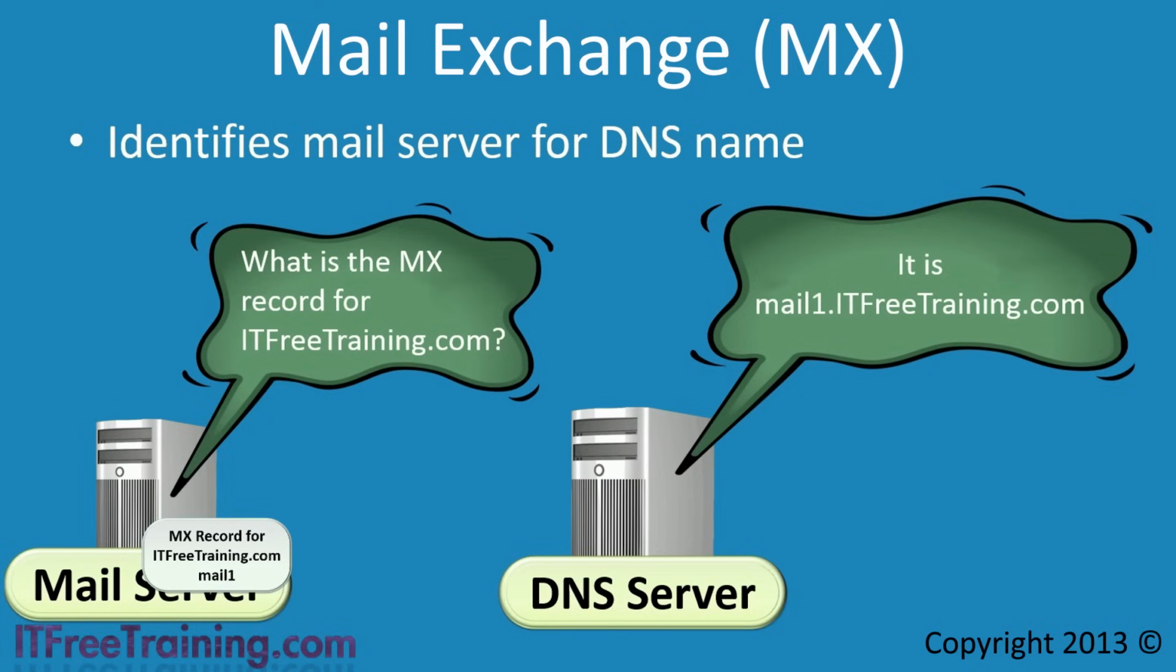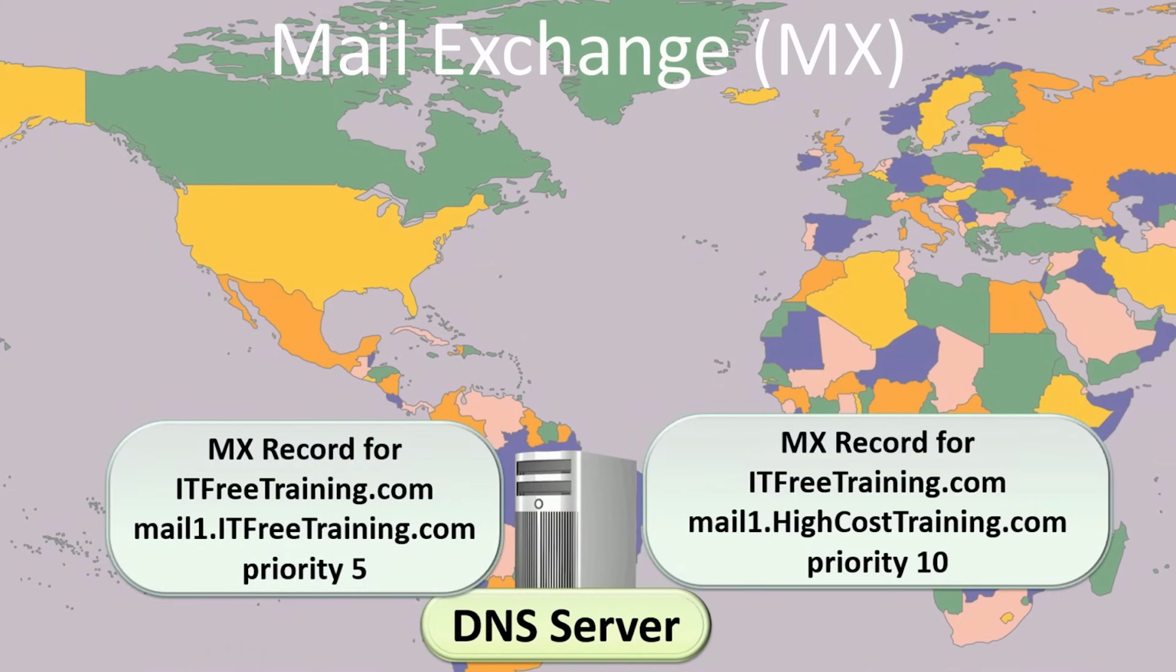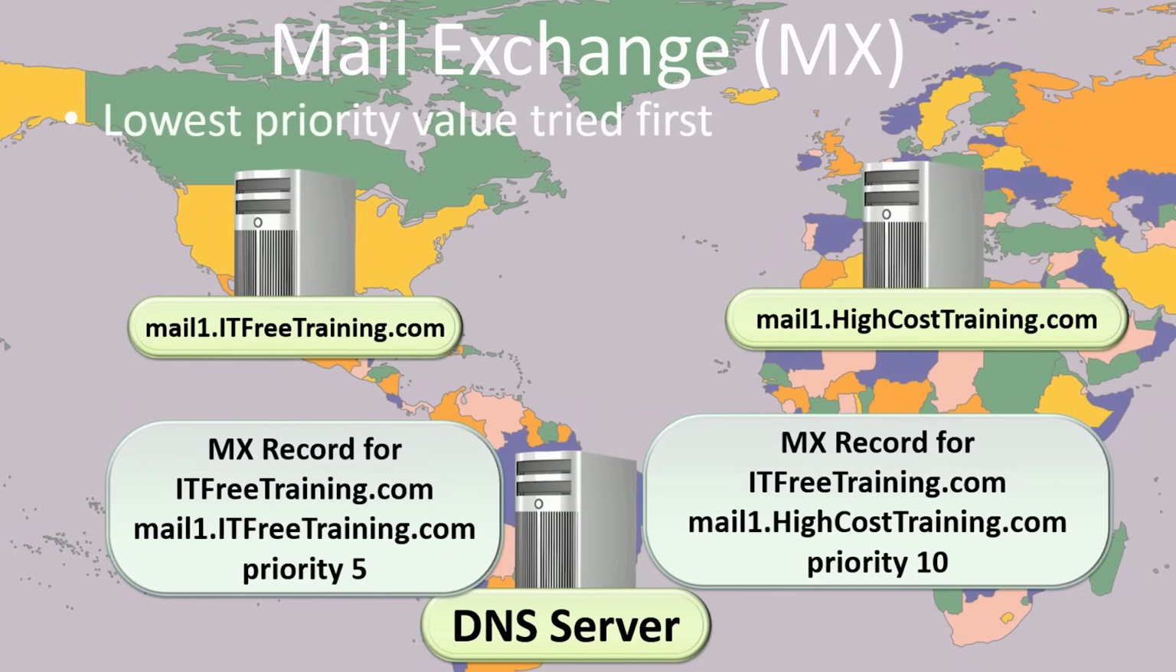The MX record also has a priority associated with it. There can be multiple MX records for the same DNS name. The MX record with the lowest priority value is tried first. If there are two MX records with the same priority value, the choice of MX record will be random. The mail server that is used can be any mail server that knows how to deliver mail to the DNS name. To consider an example, this DNS server has two MX records for the DNS name ITFreeTraining.com. Since the left MX record has a priority of 5, mail for ITFreeTraining.com will be sent to the server in this MX record, which is mail1.ITFreeTraining.com.